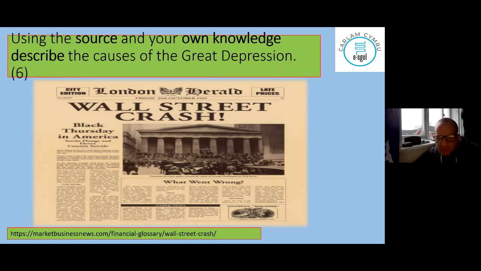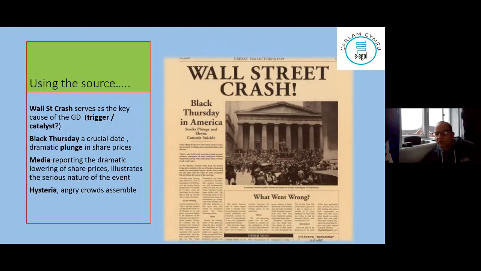There's no need in the answer to discuss it's a newspaper, so it might be biased, or it's a newspaper, so it's a contemporary piece of evidence. That's irrelevant. We're discussing what we see and what we know. So what did we get from the source? It shows the trigger event, doesn't it? The trigger cause is indeed the Wall Street crash. We might use the chemical term, a catalyst, that speeds up the reaction of the Great Depression.